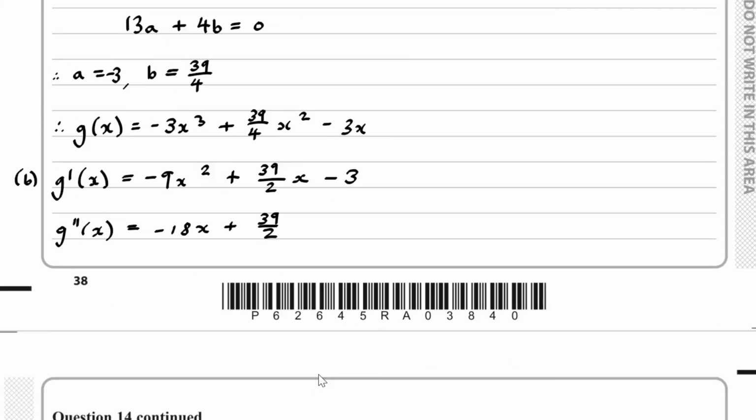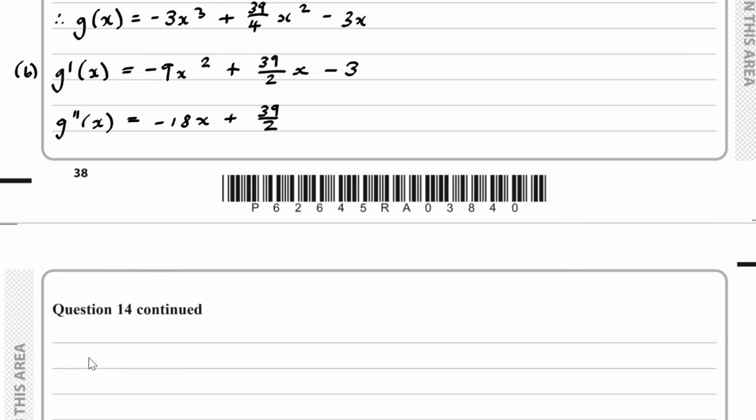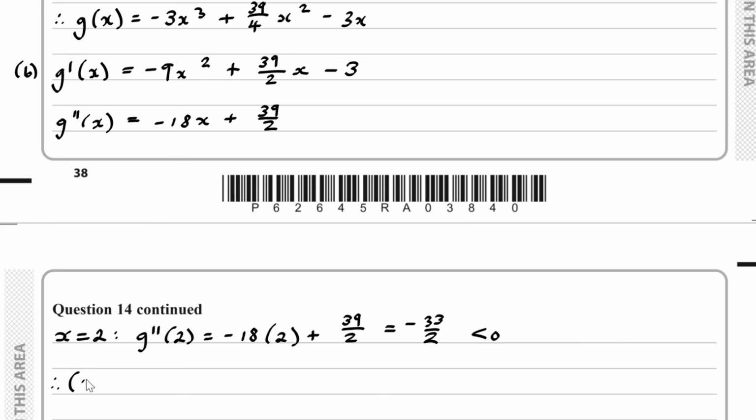And at the point x equals 2, we've got g double dash of 2, which is equal to minus 18 lots of 2 plus 39 over 2, which is minus 33 over 2. And because this value is less than 0, we can therefore conclude that the point 2, 9 is a maximum.